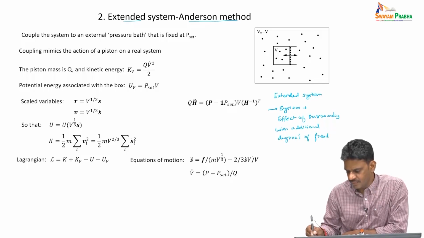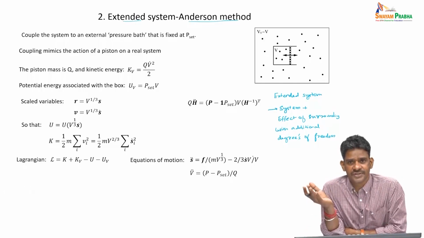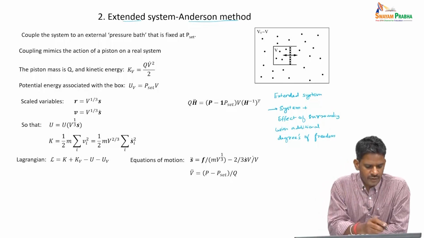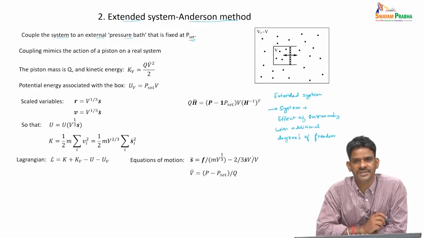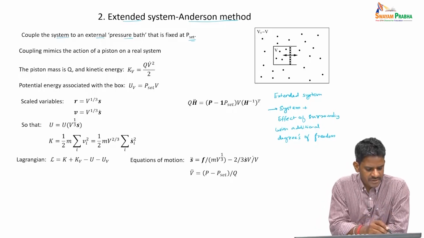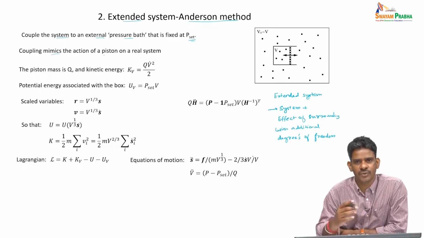Now, we will not try to derive all these equations, but we will just see how this algorithm works and what parameters we need to specify when we use this kind of method. Like the Berendsen barostat, in the Andersen method also, we think of coupling the system to an external pressure bath, which is set at P set. The idea remains the same, and this coupling of the system with the surroundings basically mimics a piston acting on the system so as to adjust the pressure.